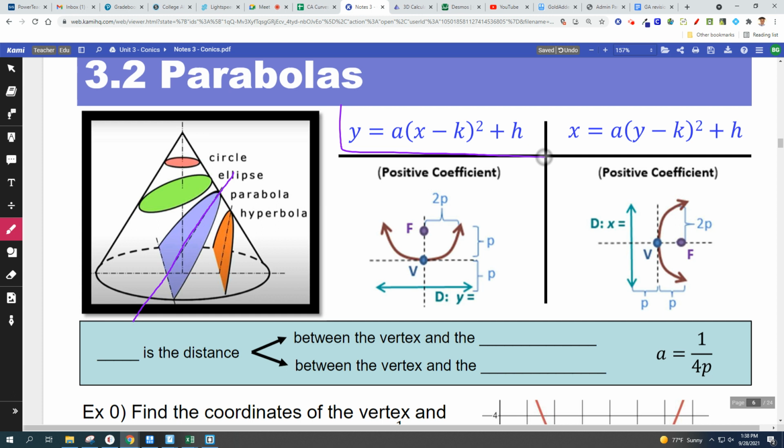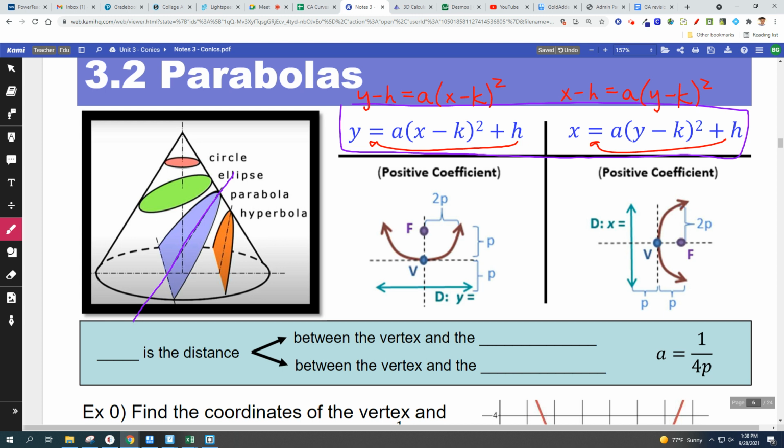So they give you two different equations for a parabola, but I think it might be more useful if we subtract this over. I'm probably going to look at it more like y minus h equals a times x minus k squared, or x minus h equals a times y minus k squared. Both of those say the same thing, but I think the red way is a little bit more useful.